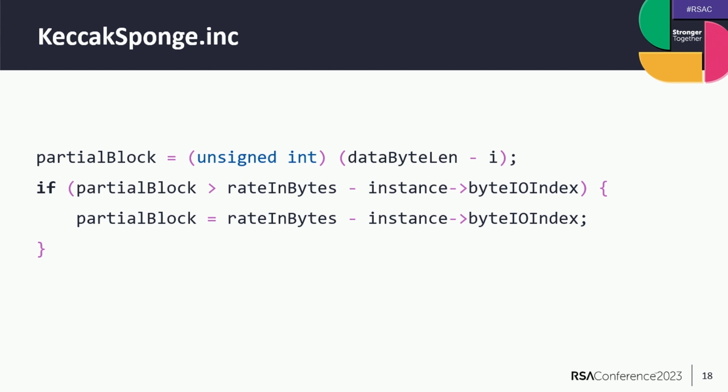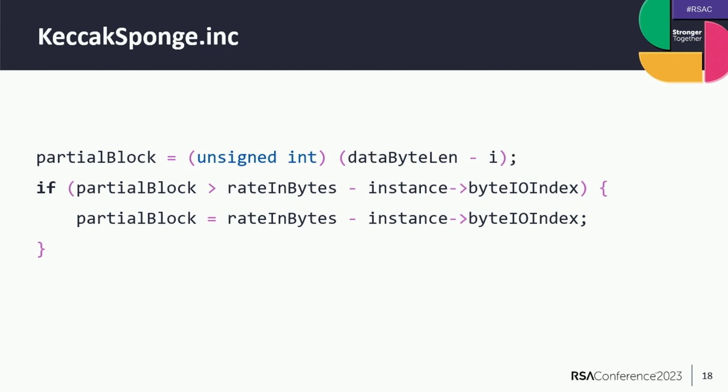But it's a completely different computation because here, when you do partial block plus instance byte IO index, this addition might overflow for certain values. And that overflow doesn't happen when you move this to the other side. And now it also becomes more clear what the operation actually is.